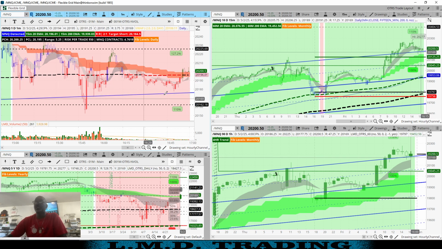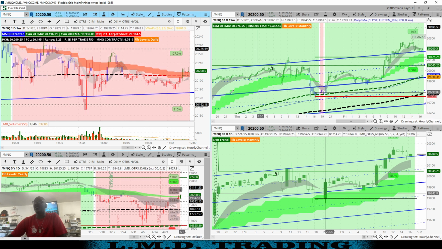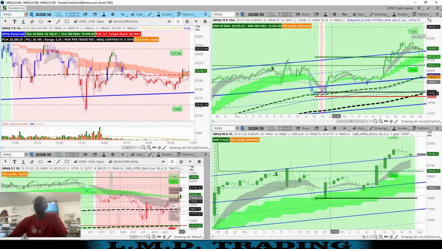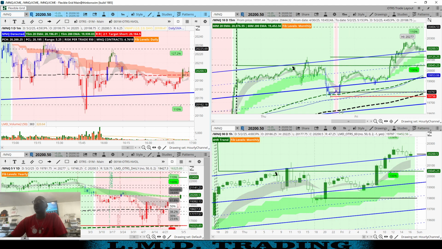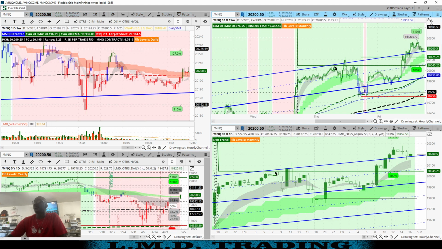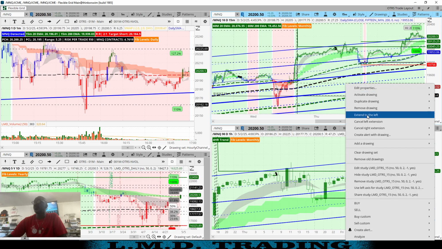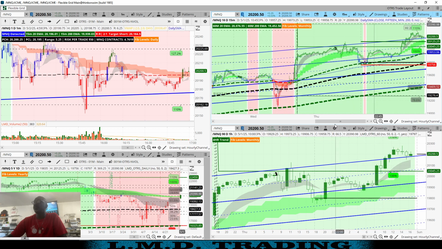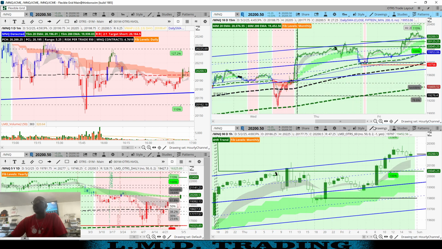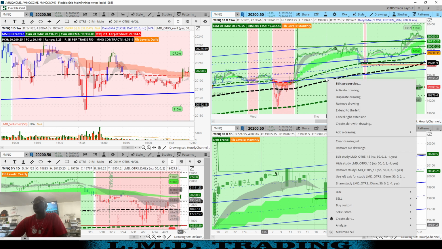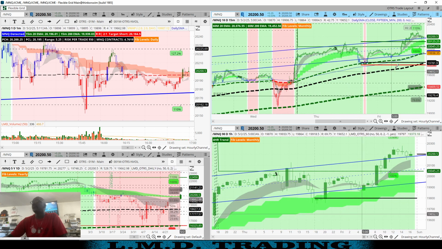This blue solid line is a 15-minute channel. If you come over on the 15-minute, you can clearly see that we are in an up channel. I am going to cancel that right extension. And I'm going to cancel that right extension. Oh, it had two of them right there. Cancel that one because we're only worried about this one right now.